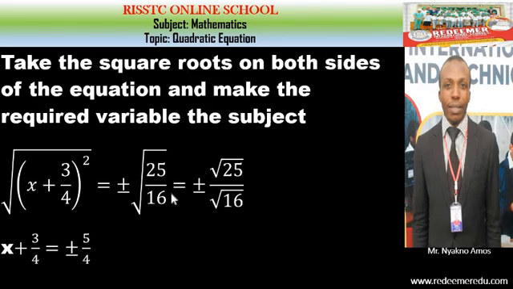Then applying the law of indices, it is the same thing as plus or minus the square root of 25 divided by the square root of 16. And the square root of 25 here is giving us 5, while the square root of 16 is giving us 4. So that we are now having x plus 3 all over 4 is the same thing as plus or minus 5 all over 4. So the next thing that we have to do is to transfer the constant term on the left hand side of the equation to the right hand side of the equation, so that x will be made the subject of the formula.